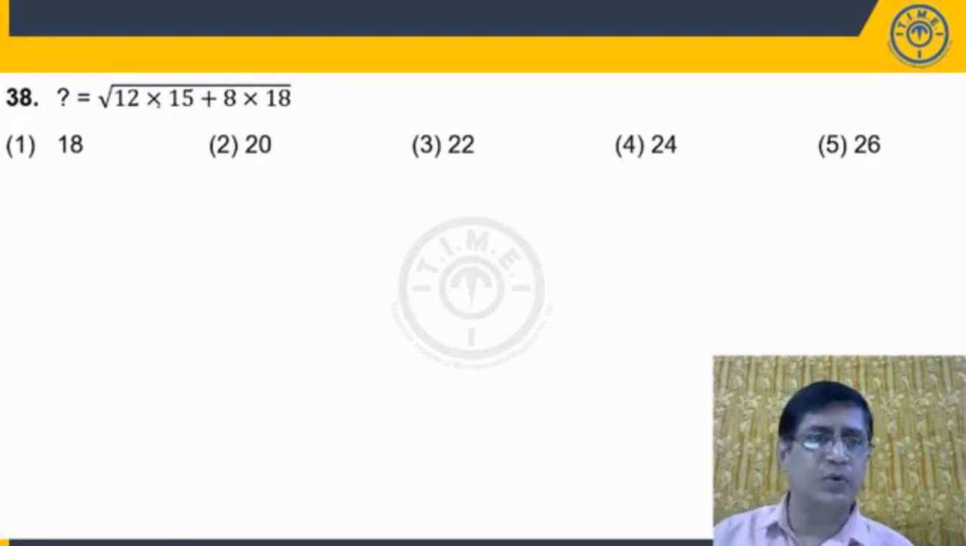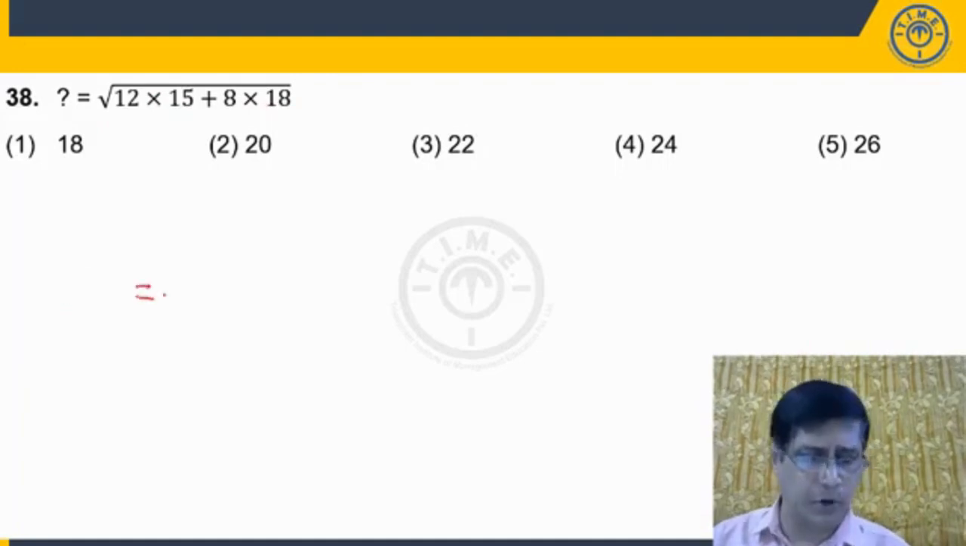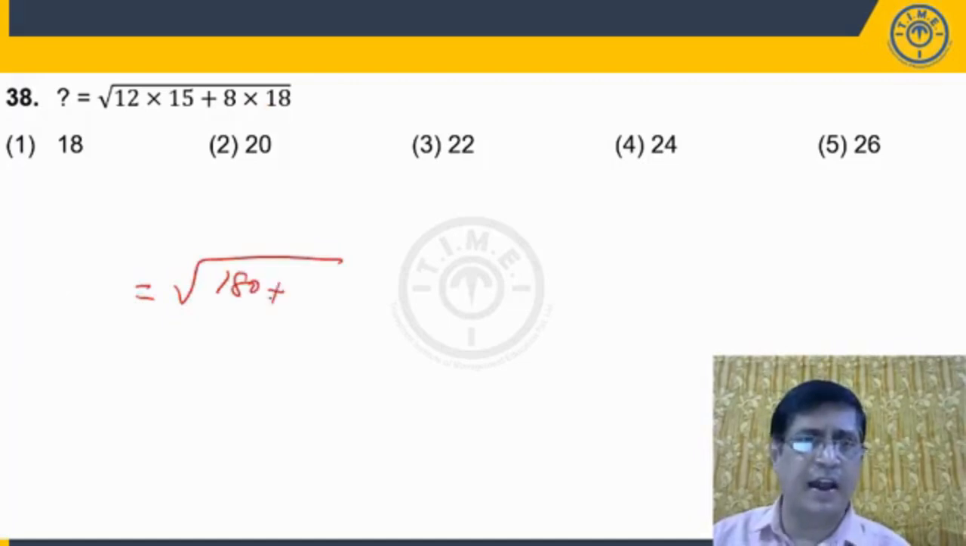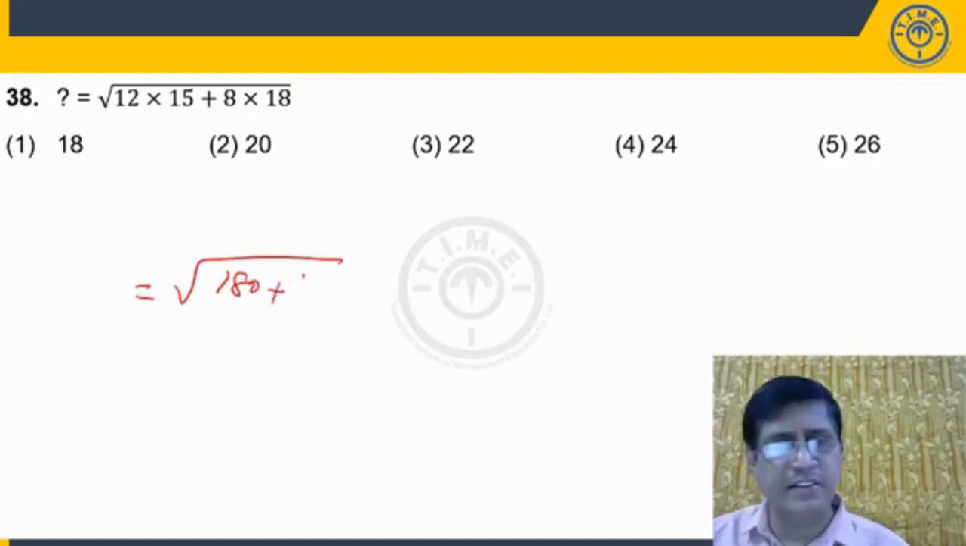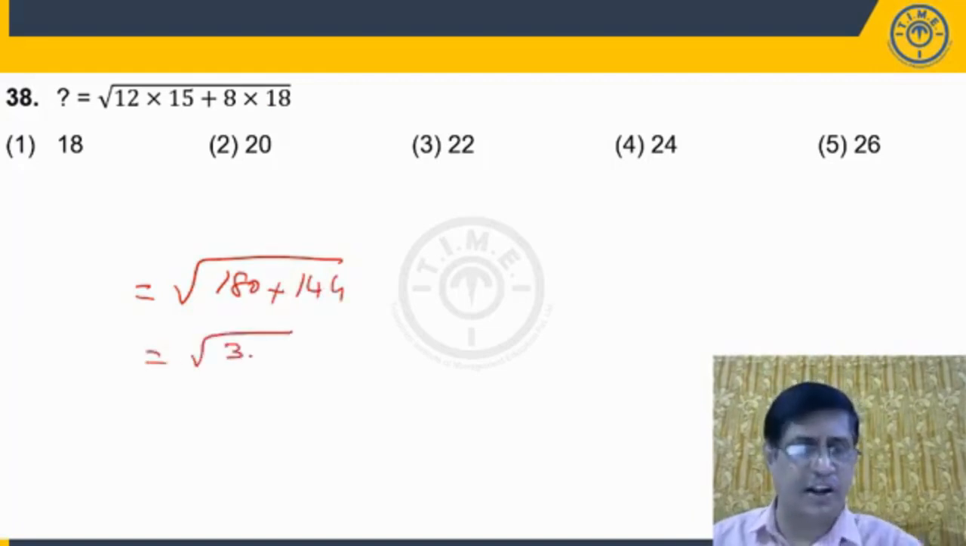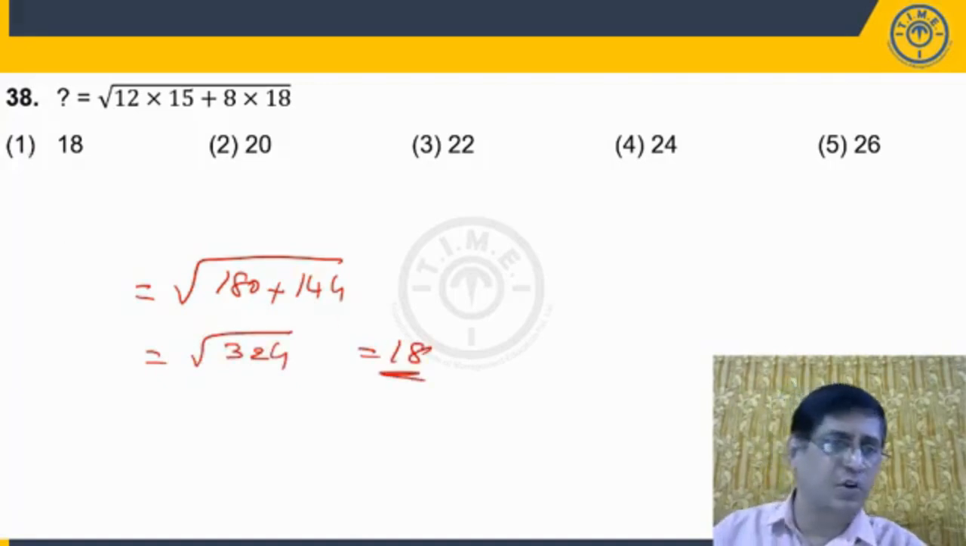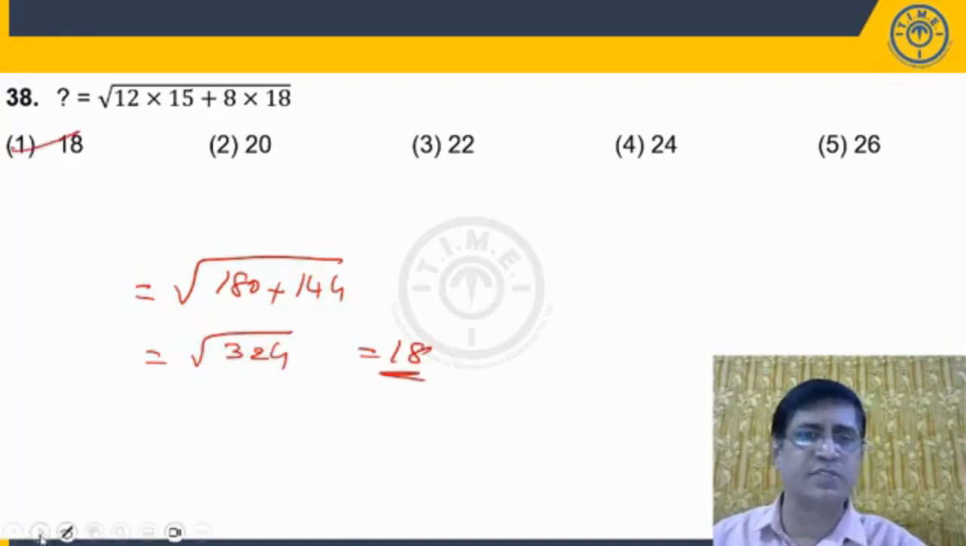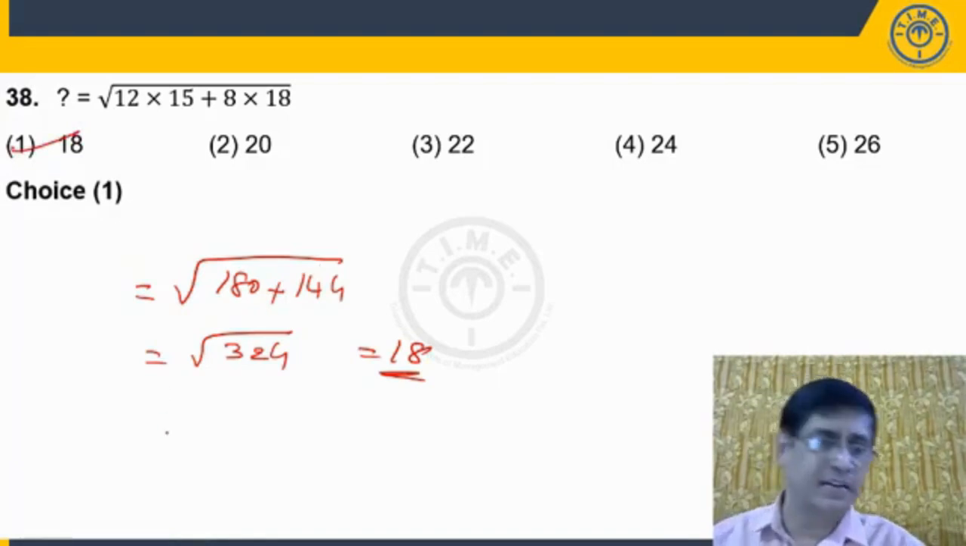Now 12 into 15, 8 into 18. Now the product of 12 into 15, that is 180, and 8 into 18, that is 144. The sum of these two values is equal to 324, which is equal to 18 square. So what is the right choice? Option 1.